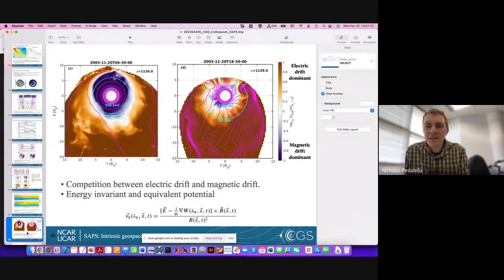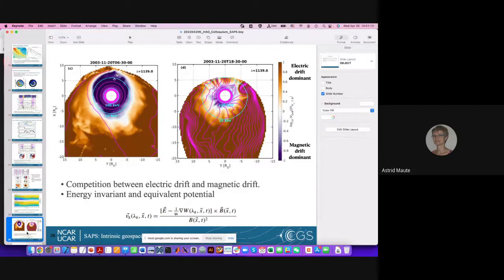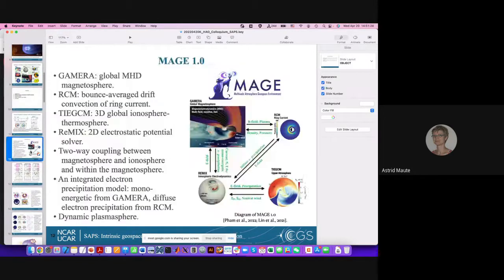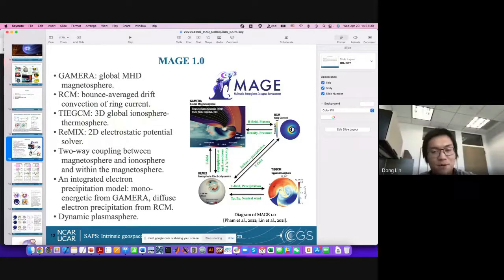Astrid? Yeah, Dong, very interesting. So you mentioned, this is a mesoscale feature. Can you say something about the resolution which is needed in MIX and the magnetosphere and RCM? Right. Thank you for that. Probably I should have included that. In this case, we use a so-called quad resolution. That means in REMIX, it's 1 degree by 1 degree in longitude and latitude. The Taycan was 1.25. And in Gamera, it's like 0.2 RE near the inner boundary.